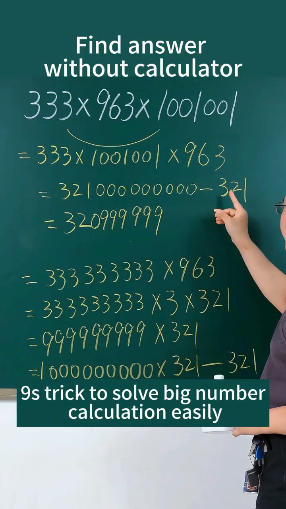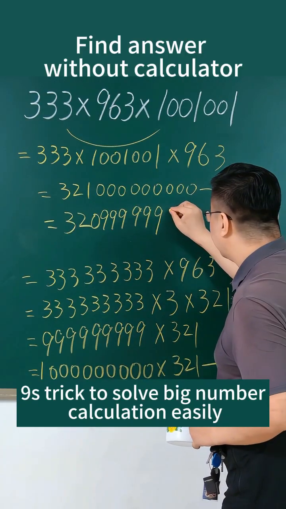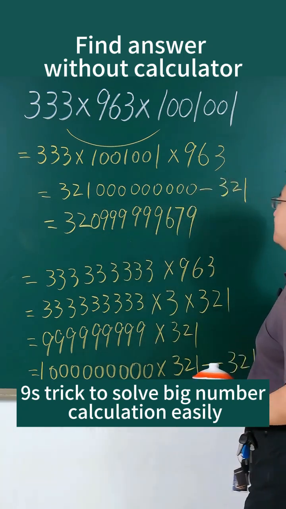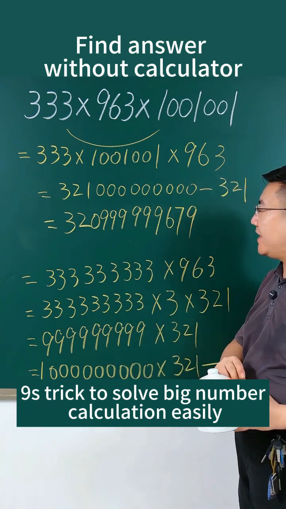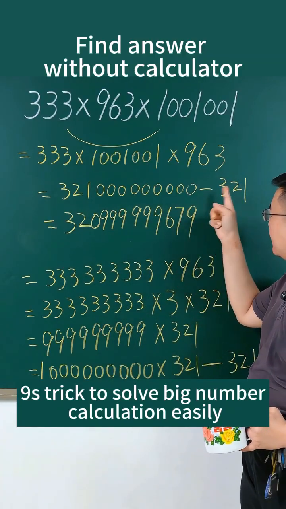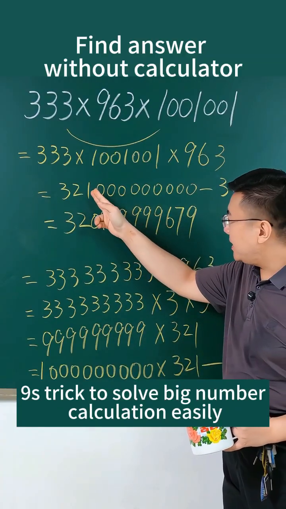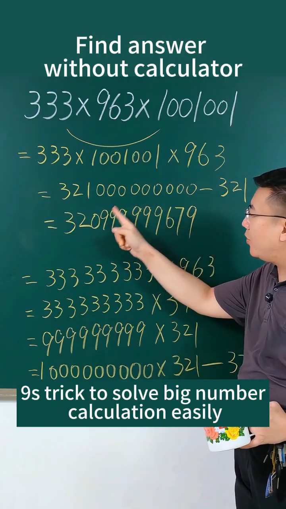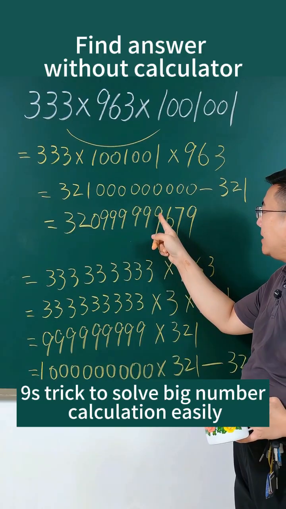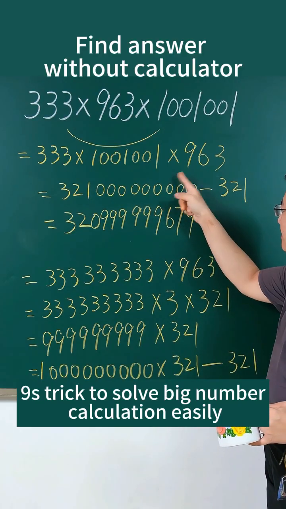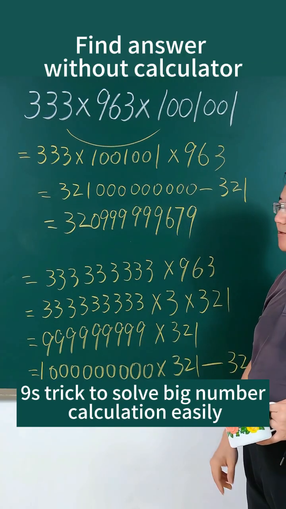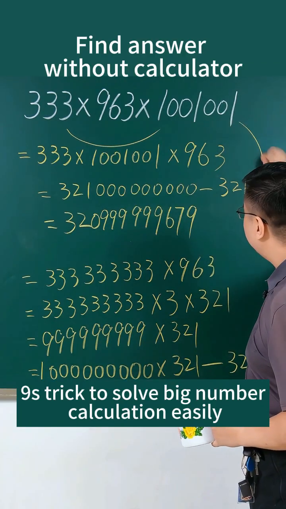Some students might not understand this step. I leave the 32 as it is and turn it into 1 followed by 9 zeros minus 321. That 1 will have to borrow from the next digit, so it becomes 0, and all the digits in between turn into 9s until the last part, which is 1000 minus 321. Giving 679. So everyone, the final answer to this problem is this number. It's definitely a bit challenging.